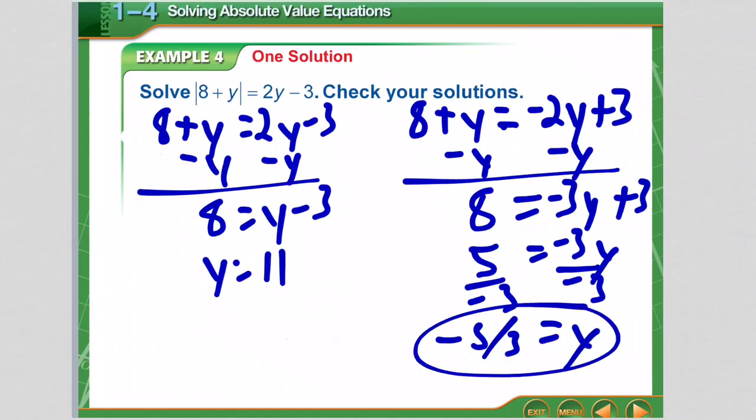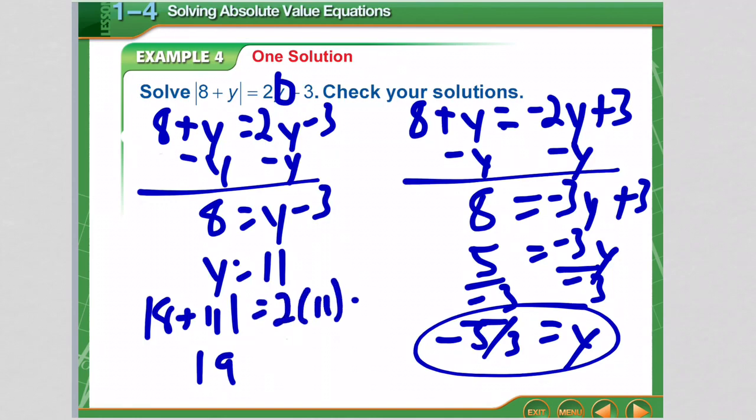Now on these, because I have a variable on this side, it could cause me to have a possible negative solution like we talked about in the last one. So what I need to do is plug each of these answers in and make sure it's true. So for the 11, when I plug it in, 8 plus 11, the absolute value of that, 8 plus 11 is 19, absolute value of that is 19. When I plug the 11 in the other side, it would be 2 times 11 minus 3. 2 times 11 is 22, minus 3 would be 19. That is correct, so 11 is a possible solution.